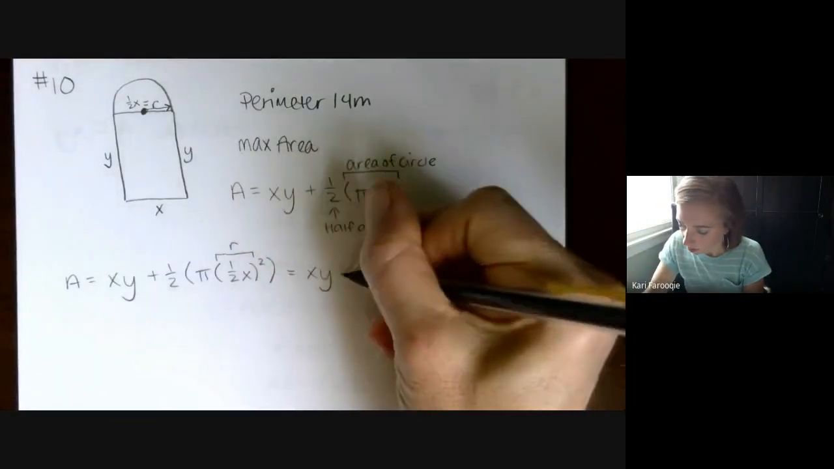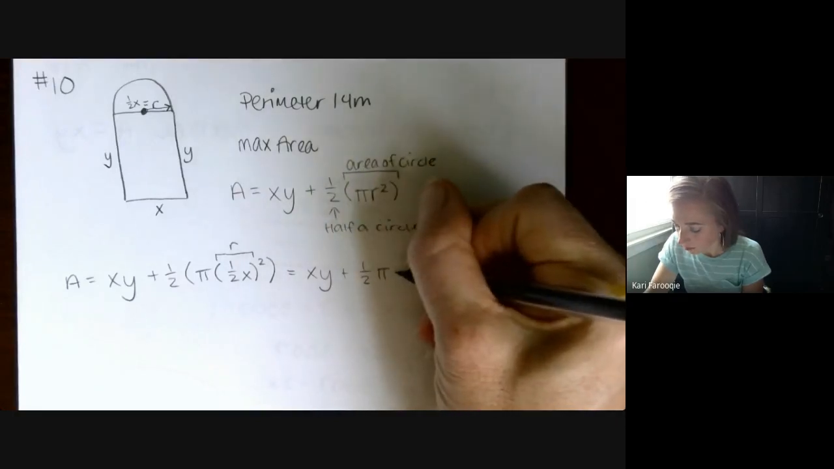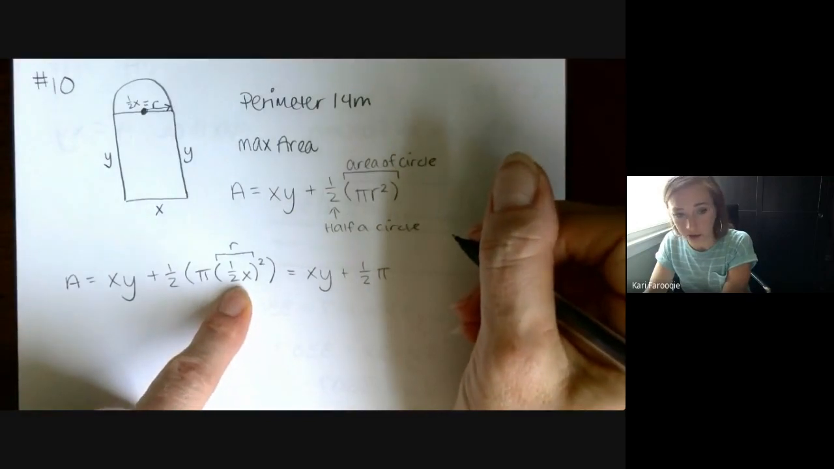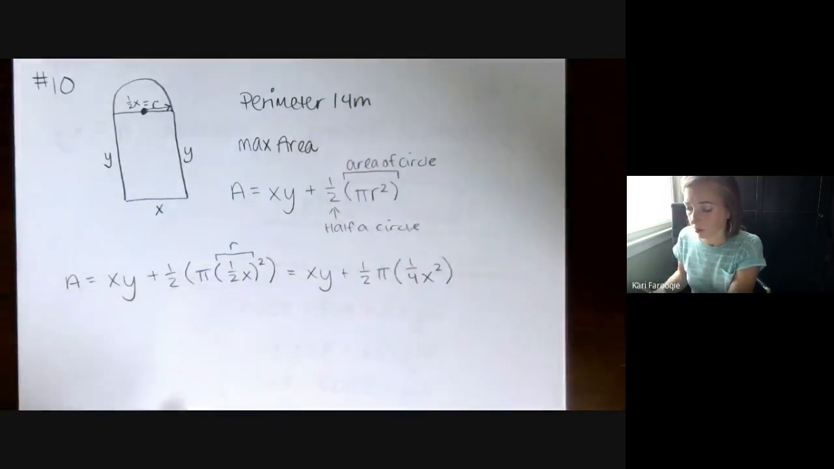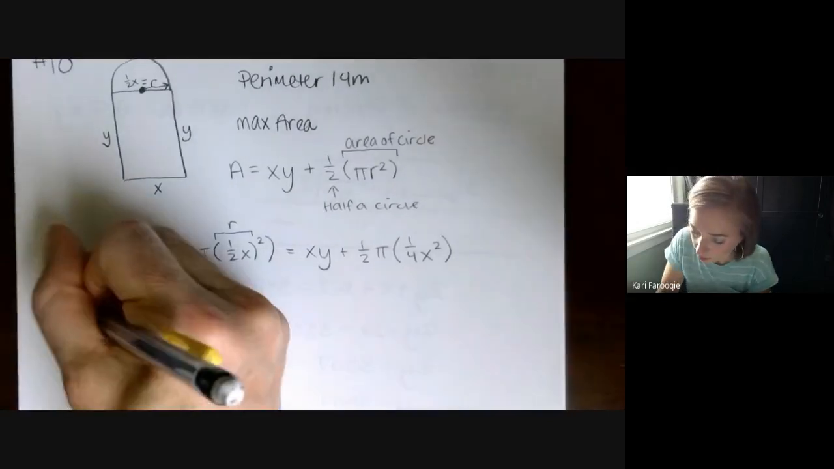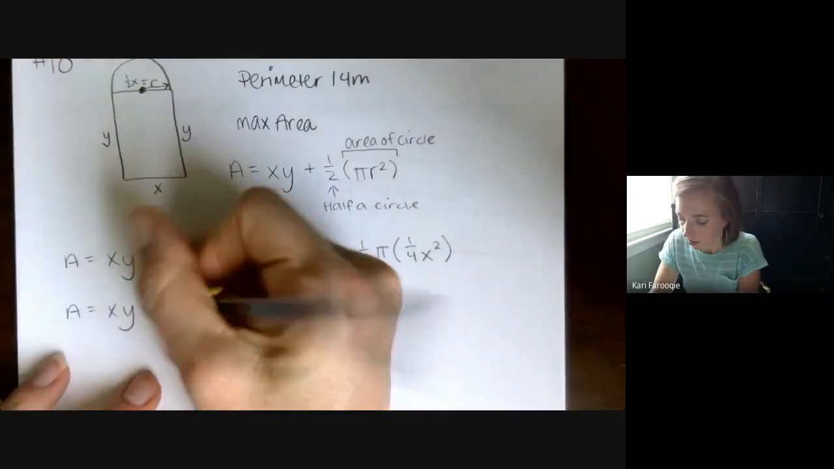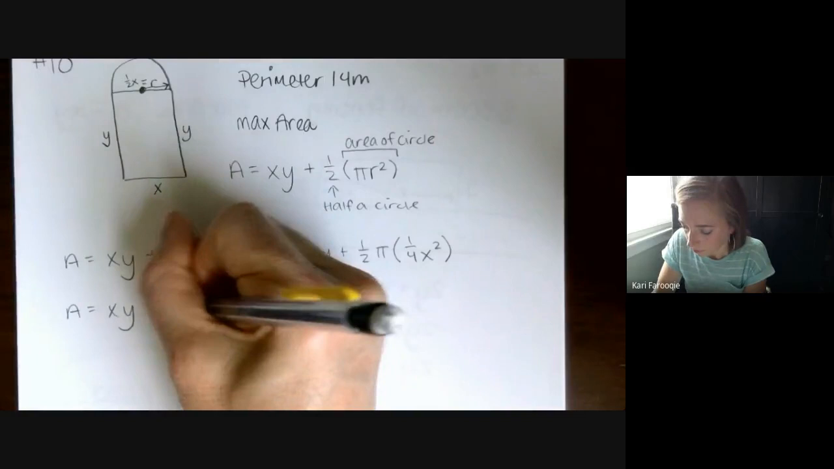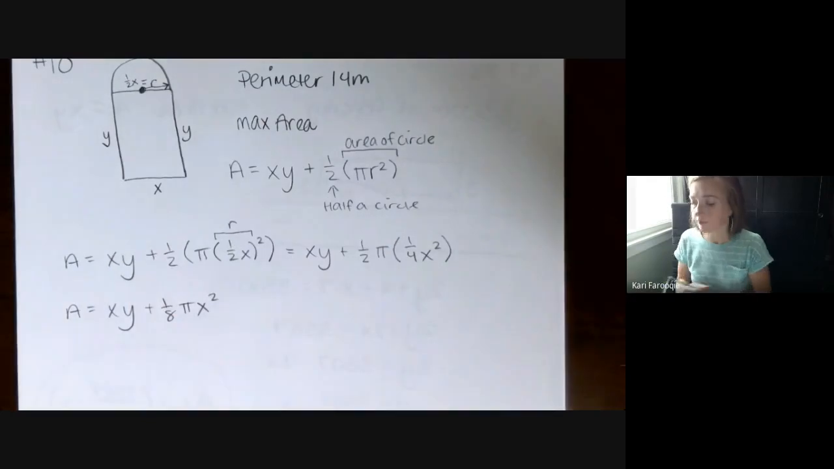And we'll simplify this again. So we'll have 1/2 times pi times, and then when we square 1/2 x, we'll get 1/4 x squared. And then we can move that parenthesis and just multiply, get this into a better form. So we have area equals xy plus 1/8 x squared pi, or pi x squared.